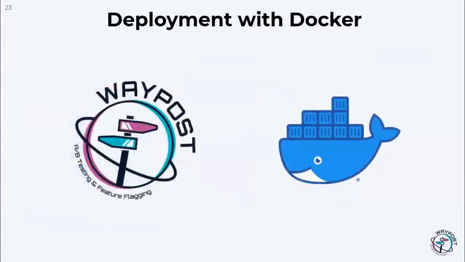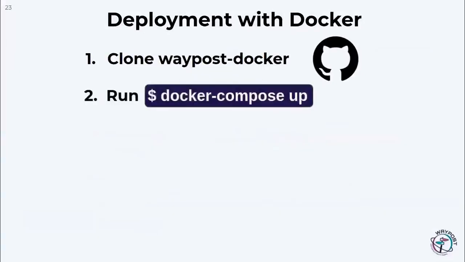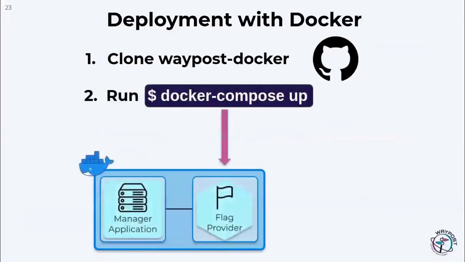Now I'll show you how to deploy Waypost with Docker. First, you're going to want to clone the Waypost Docker repo on GitHub. Then you'll run our Docker Compose file, which will boot up instances of the manager app and the flag provider.